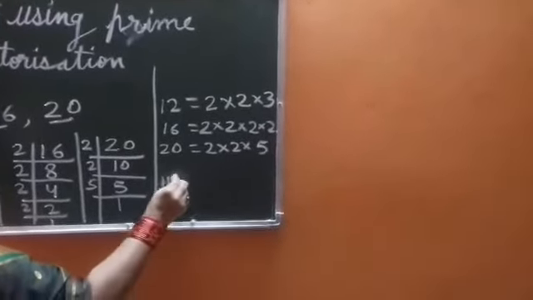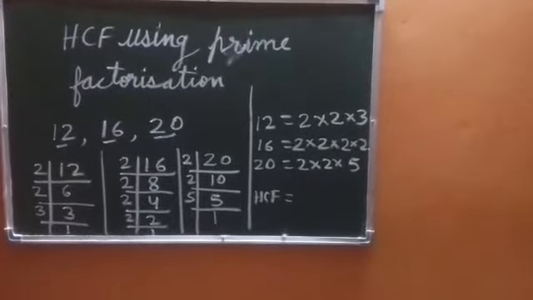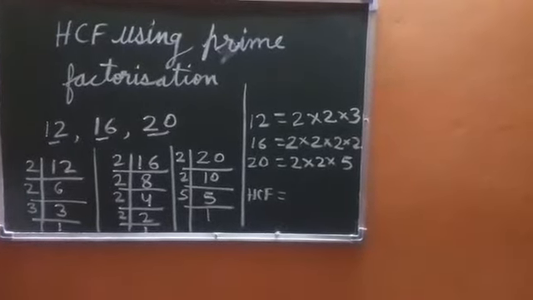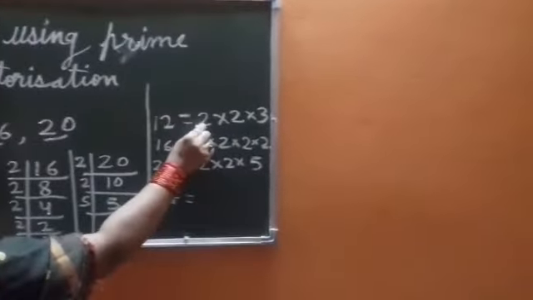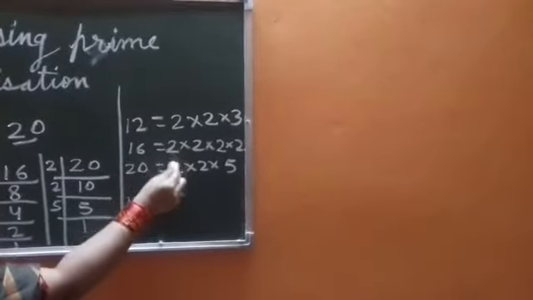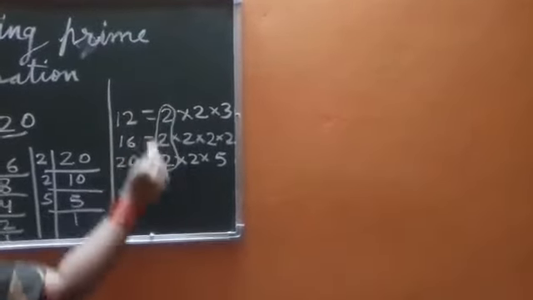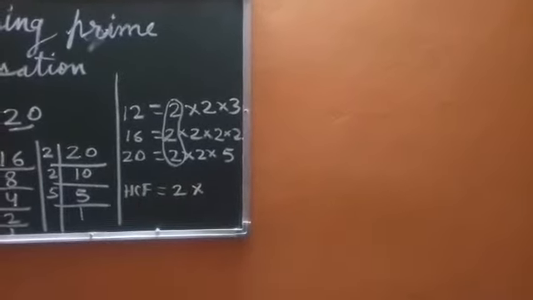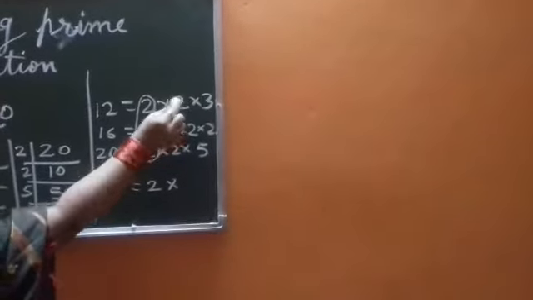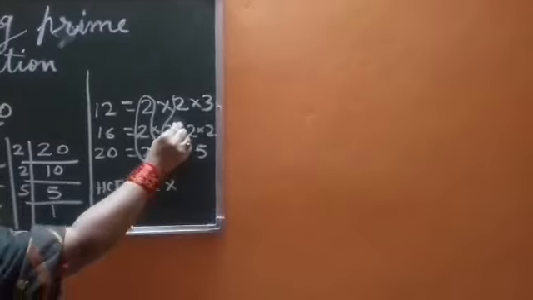Now to find the HCF, children, we will take only those prime factors which are there in all the three: in 12 also, 16 also and 20 also. The numbers which are not there in all the three we will leave. So see, this 2 is there in 12 also, it is there in 16 also, and it is there in 20 also. So this 2 is common in all the three, so we will take this 2. Then the next number is again 2. This 2 is here also, here also, and here also. So this 2 also we will take.